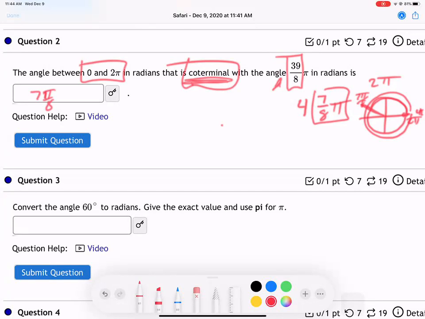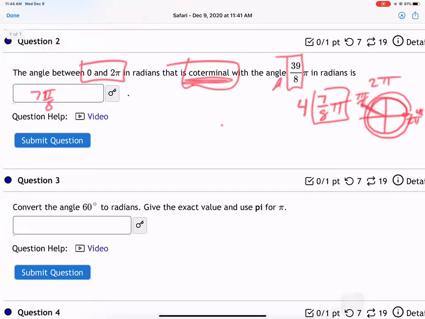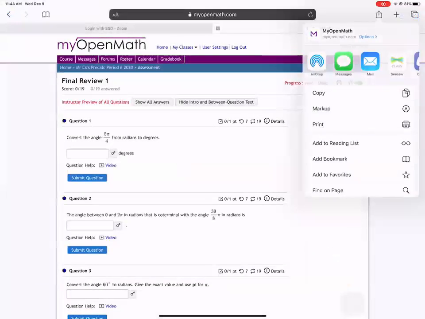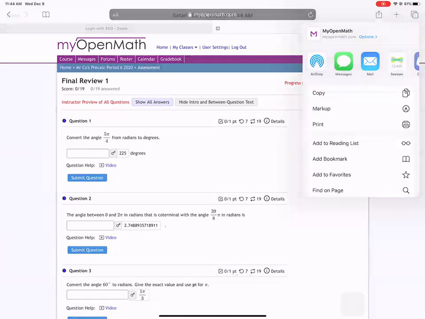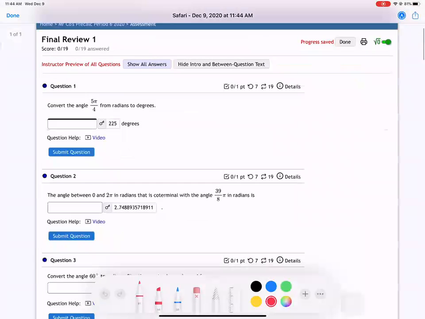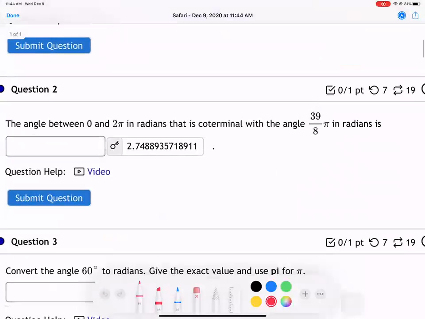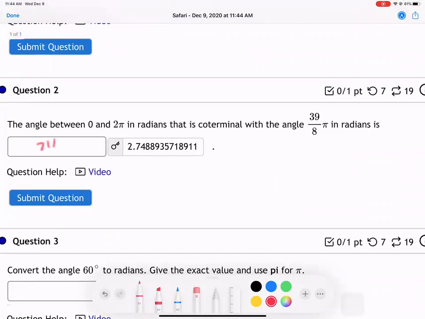Okay. Now I'm going to make sure that we get these right. I'm going to go ahead and turn on the answers. Show me the answers. Oh, that looks ugly. What they did is they wrote this in decimal. If you take a calculator to it, you'll see that 7 pi over 8 is going to be 2.78. So when you write 7 pi over 8, you end up with that.